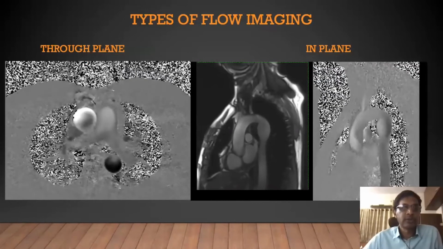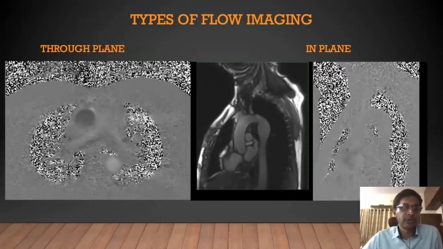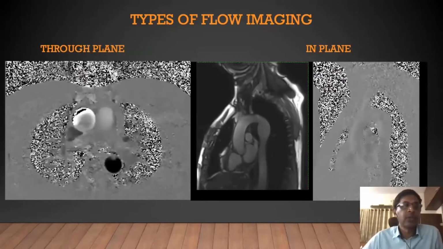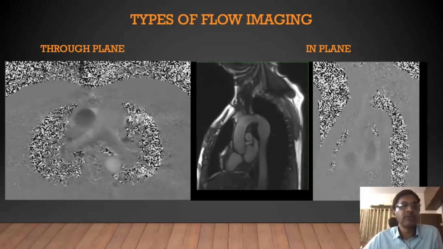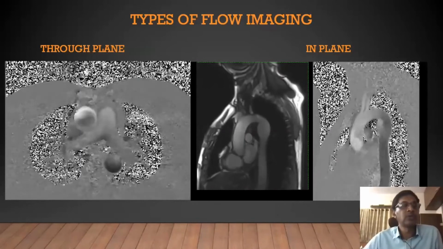Now, these are the two types of flow images: in plane and through plane. In plane is assessing flow in its longitudinal axis; we will never be able to get a quantification. Through plane is to quantify flow.